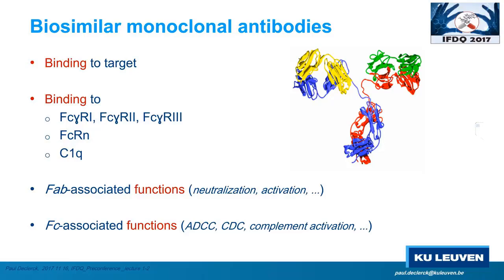This constant region, the Fc part, is responsible for binding to quite a number of different sets of Fc receptors that occur on the cell. So you will also have to demonstrate that your biosimilar infliximab, for instance, does not only bind to the target, TNF, but that it also binds in a very similar way to the different Fc receptors, in particular in in vitro cellular models.